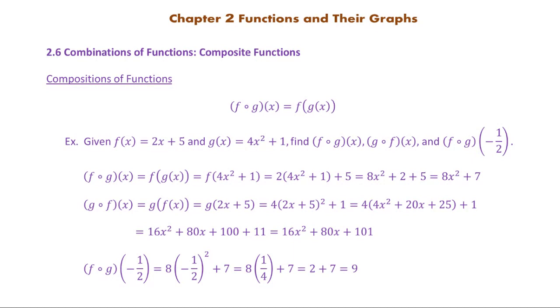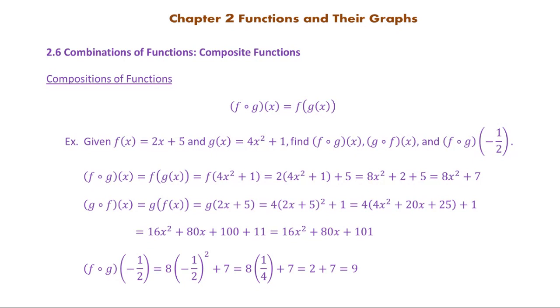So 2x becomes 2 times the quantity 4x squared plus 1 when you replace x by 4x squared plus 1. And then you add 5. So distribute the 2 in the first part, you get 8x squared plus 2, and then add 5. So at the end, it becomes 8x squared plus 7. So that's f circle g. You can do a similar thing now with g circle f. By definition, it's just equal to g of f. Okay. So be careful about the order. All right. The way to do it is similar, but the order is important.